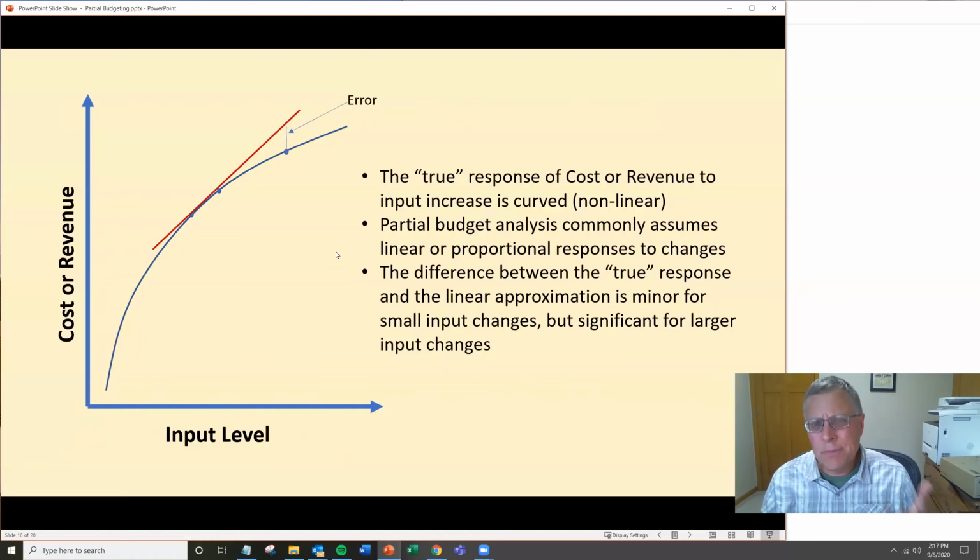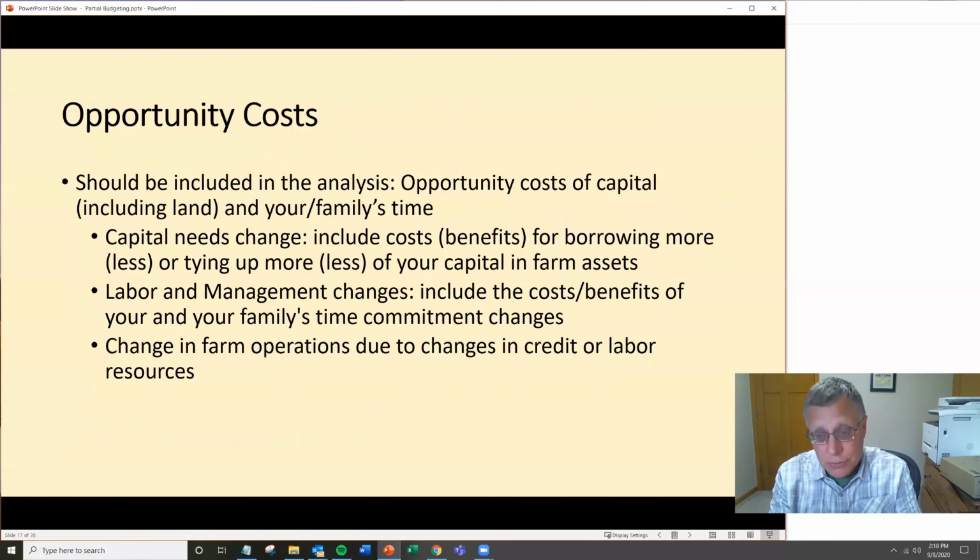And that's the point to always remember about partial budgets. You're linearizing the system, which is fine for small changes, but when you start making larger changes, that error starts to get larger and larger and larger. A couple other things I want to talk about: opportunity costs are important. They should always be included in the analysis. And I always like to focus on two big ones: opportunity costs of capital, particularly things like land, but also you and your family's time.